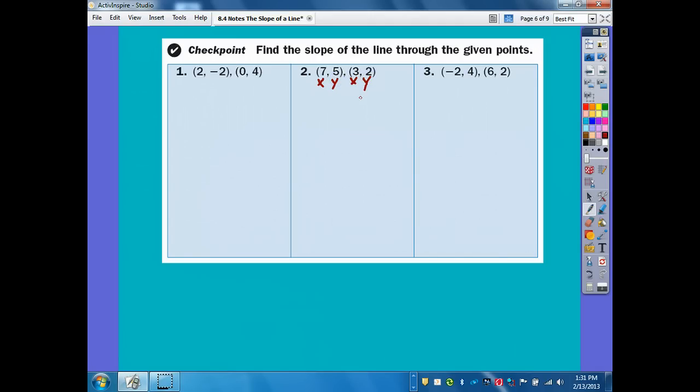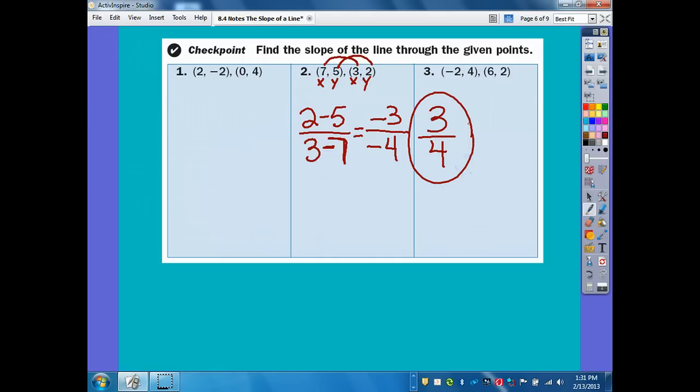What if I didn't go, let's do them backwards. Did anybody do them the other way instead of going 7 minus 3 and 5 minus 2? Would I get the other answer if I go, let's see, 3 minus 7 on the bottom and 2 minus 5 on the top? What is 2 minus 5? Negative 3. Negative 3 over what's 3 minus 7? Negative 4. What is a negative over a negative equal? Positive. So what is the answer? Do you all end up with 3 fourths? 3 to 4 is your slope? Yes. You would have got the same answer if you would have done 7 minus 3 is 4 on the bottom, 5 minus 2 is 3 on the top. You would have just ended up with a positive right away.